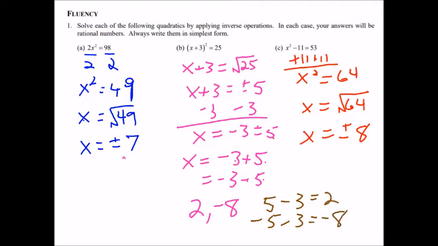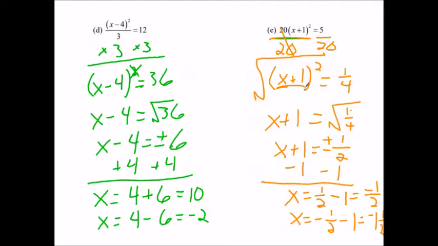And same thing for letters D and E. I did 4 plus 6 and 4 minus 6. You could also do 6 plus 4 and negative 6 plus 4 and get the same answers. And same thing for letter E. You could flip those around in a way. You could do negative 1 plus a half. You could do negative 1 minus a half. And you'd still get the same thing. So you just got to make sure you get the plus or minus part in there somehow.